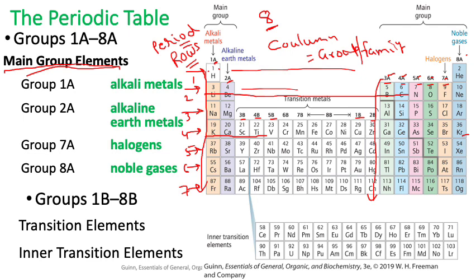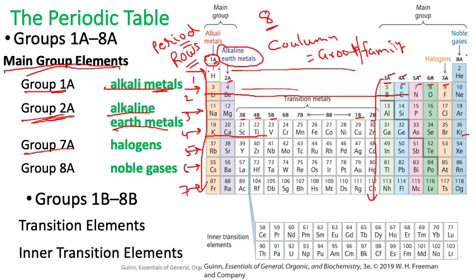And for a couple of the main group element groups, a special name is given. Group 1A we call alkali metals. If you can see over here, it includes hydrogen, lithium, sodium, potassium, rubidium, cesium, francium. Then we have group 2A. We have a special name called alkaline earth metals. So this is your group 2A.